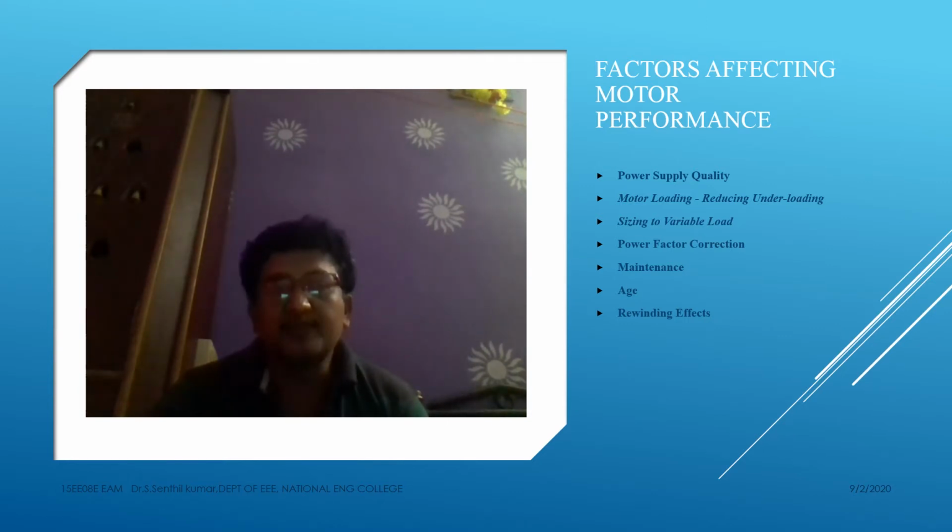The first important one is the power supply quality, which we have seen already in the last session also. The next one is the motor loading, which reduces under loading. The third one is the sizing to variable load and the power factor correction. The fifth one is the maintenance of the motor. The sixth one is the aging. And the seventh one is the rewinding effect. So these are the 7 important factors that are going to affect the motor performance.